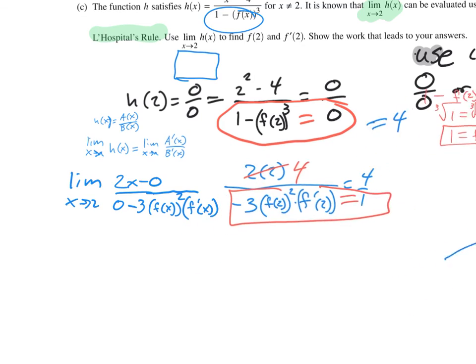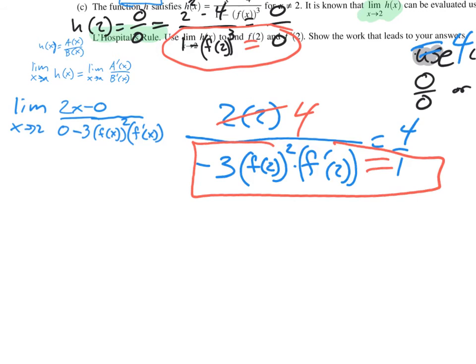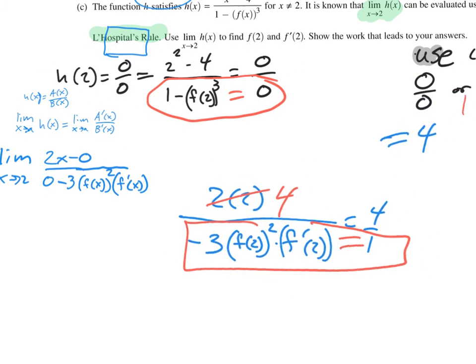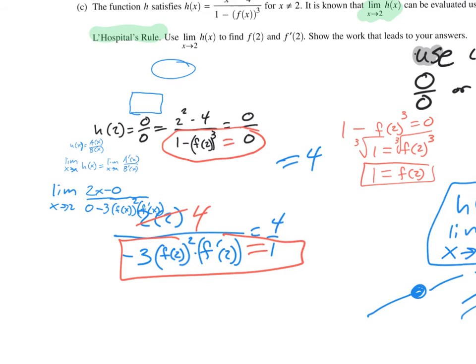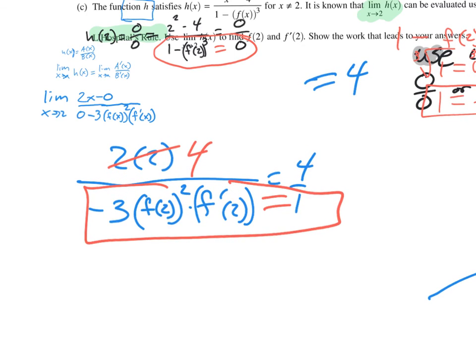I'm going to try and zoom in so I can have plenty of space to work with this. So if that equals 1, let's just do some basic algebra. We already found out earlier that f of 2 equals 1, so I could just plug in a 1 there. I already know what f of 2 is. So I got negative 3.